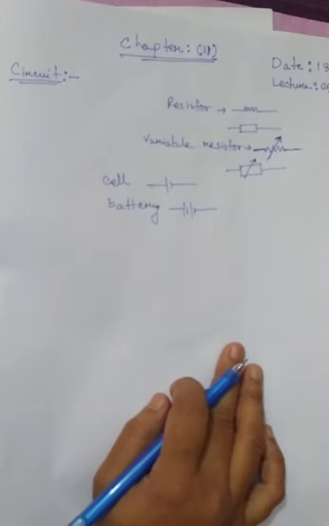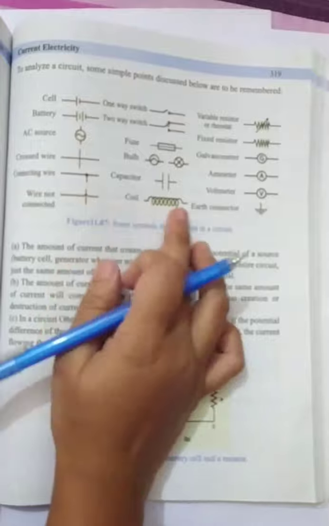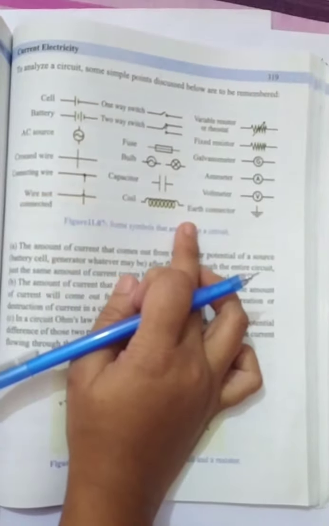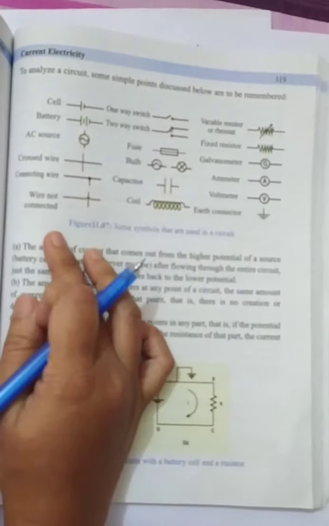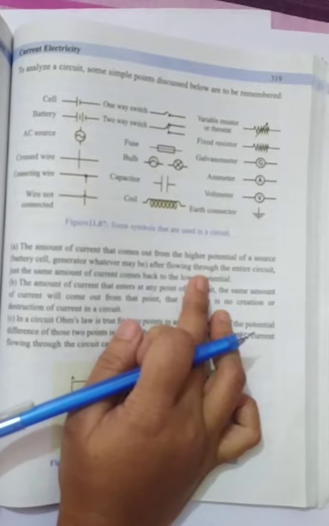There are some other symbols in your book. If you have the copy of your book with you, you can follow these symbols, and by practicing, you have to practice by drawing all these symbols, because sometimes for knowledge based questions or MCQ type questions, these symbols come up. What is the symbol of capacitor?